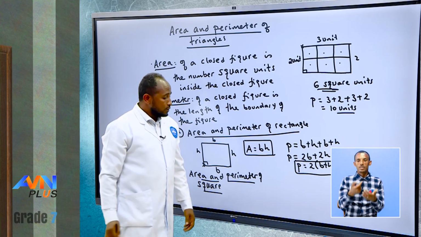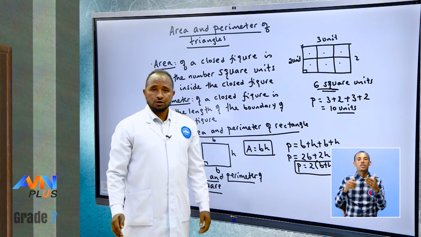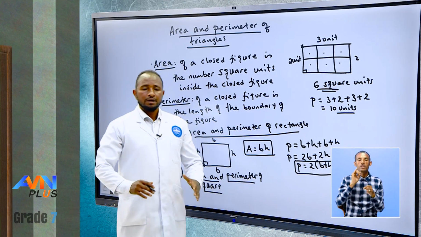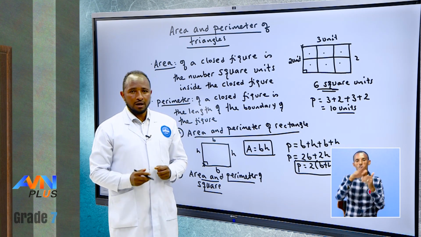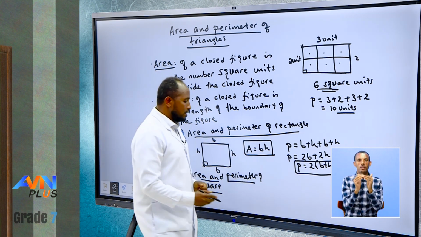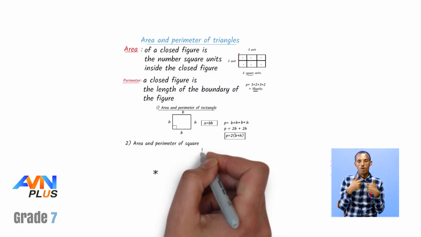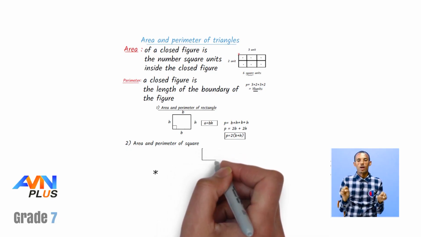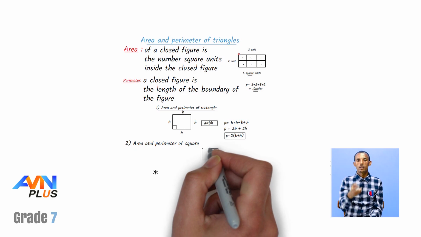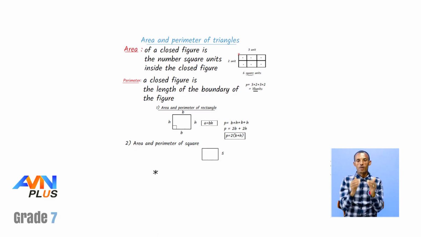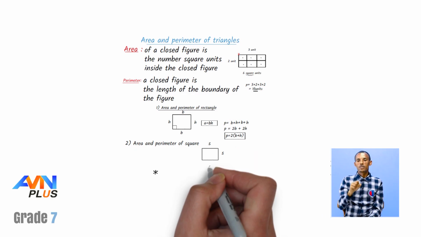In this case, I think you know what a square is. A square is a rectangle in which all of its sides are congruent. Therefore, if you have this square, all its sides are the same. Let's assume each side to be S. All its sides are the same.